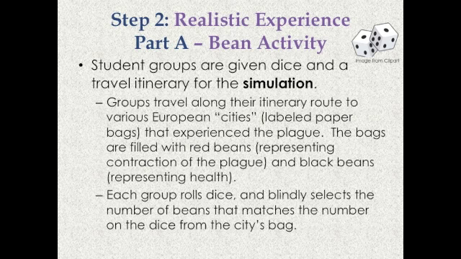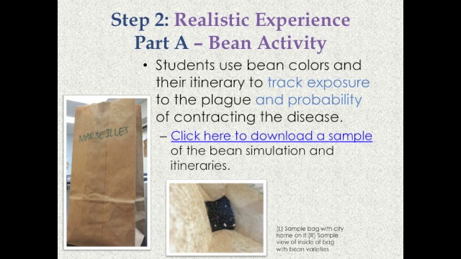The bags are filled with a few red beans, representing contraction of the plague, and many black beans, representing health. Each group rolls dice and blindly selects the number of beans that matches the number on the dice from the city's bag. Students use bean colors in their itineraries to track exposure to the plague and the probability of contracting the disease.